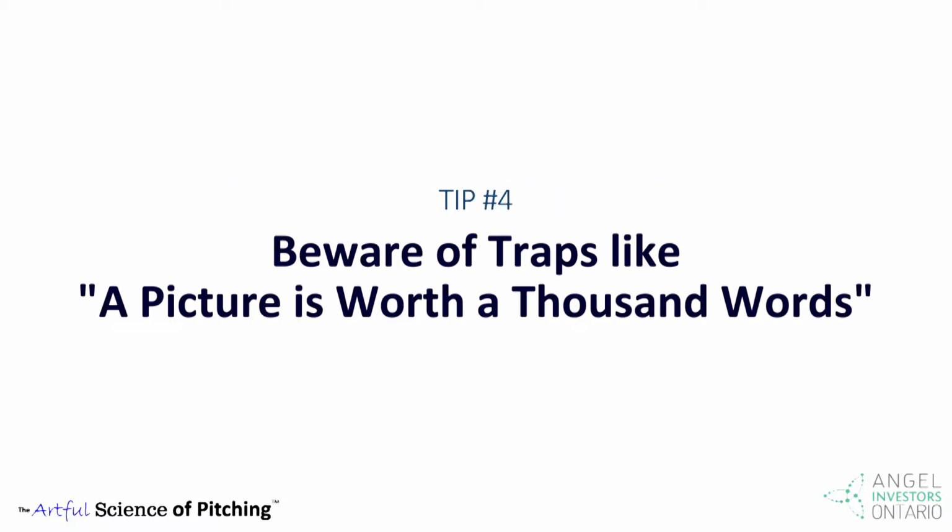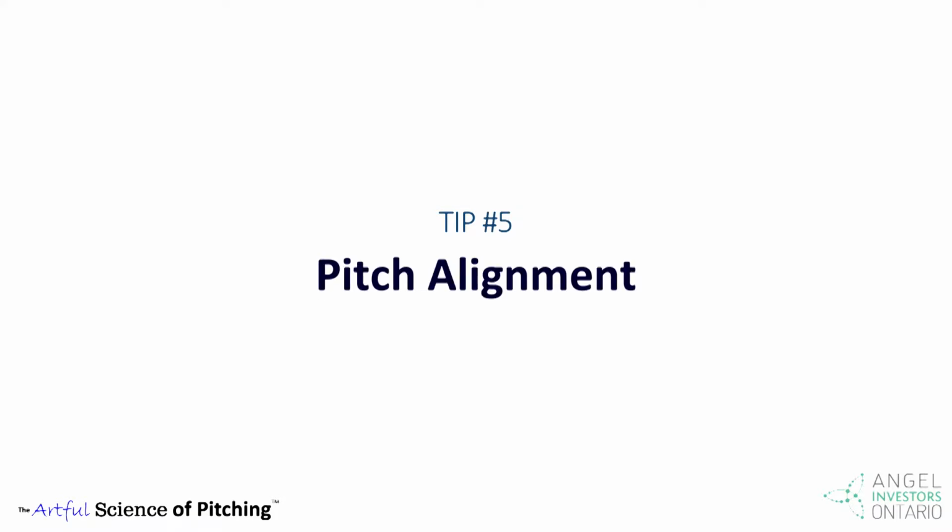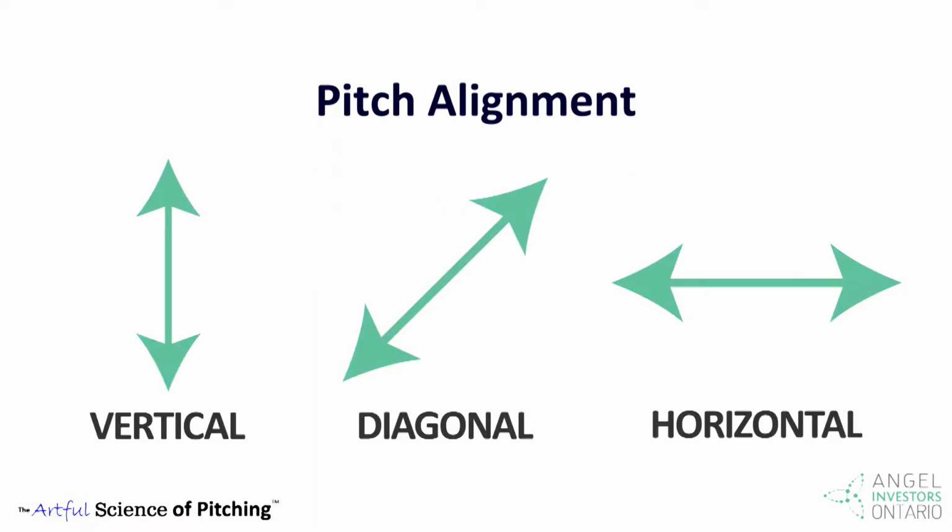Beware of traps like a picture is worth 1,000 words. The problem is if your audience is starting to think through 1,000 words while you're speaking, they're no longer listening to you. Next one is what I call pitch alignment. There's 3 kinds of pitch alignment that I encourage people to think about. There's vertical, diagonal, and horizontal.